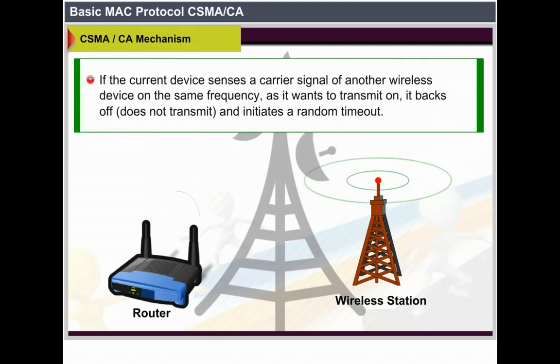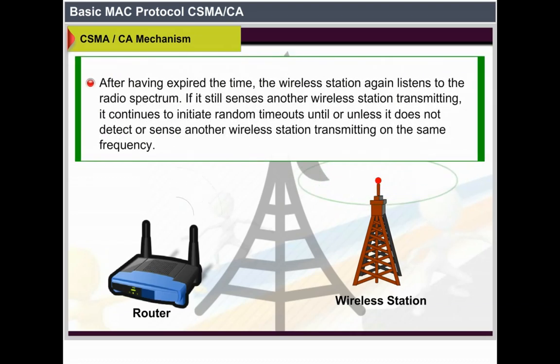If the current device senses a carrier signal of another wireless device on the same frequency it wants to transmit on, it backs off, does not transmit, and initiates a random timeout. After the timeout has expired, the wireless station again listens to the radio spectrum, and if it still senses another wireless station transmitting, it continues to initiate random timeouts until it does not sense another wireless station transmitting on the same frequency.